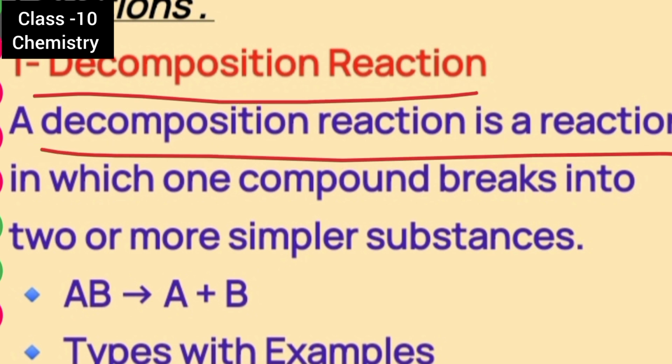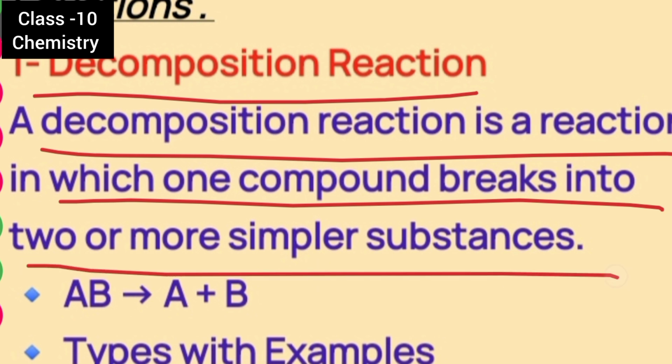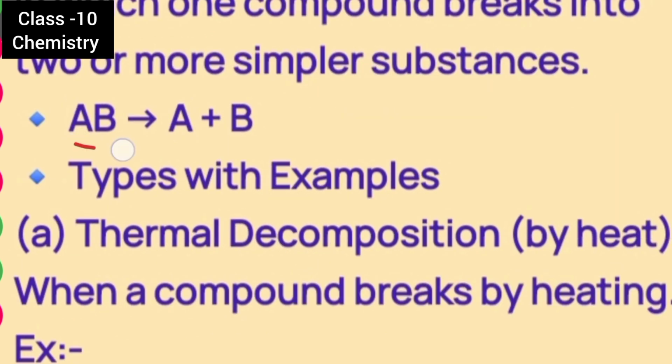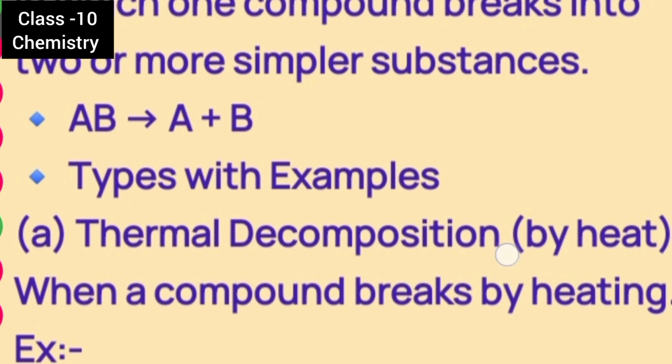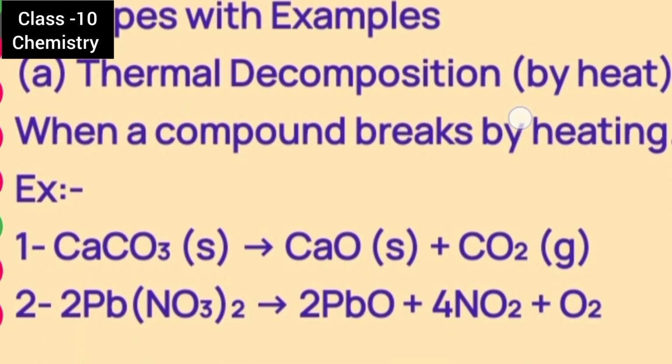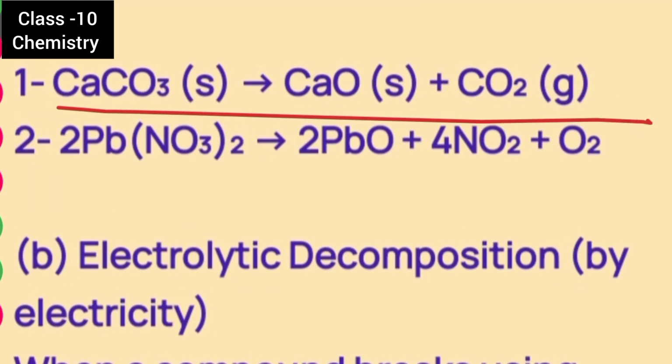A decomposition reaction is a reaction in which one compound breaks into two or more simpler substances. For example, AB breaks into A plus B. Now come to types of decomposition reaction with its examples. Number one type of decomposition reaction is thermal decomposition. It takes place by heat. When a compound breaks by heating, example CaCO3 breaks into CaO plus CO2.